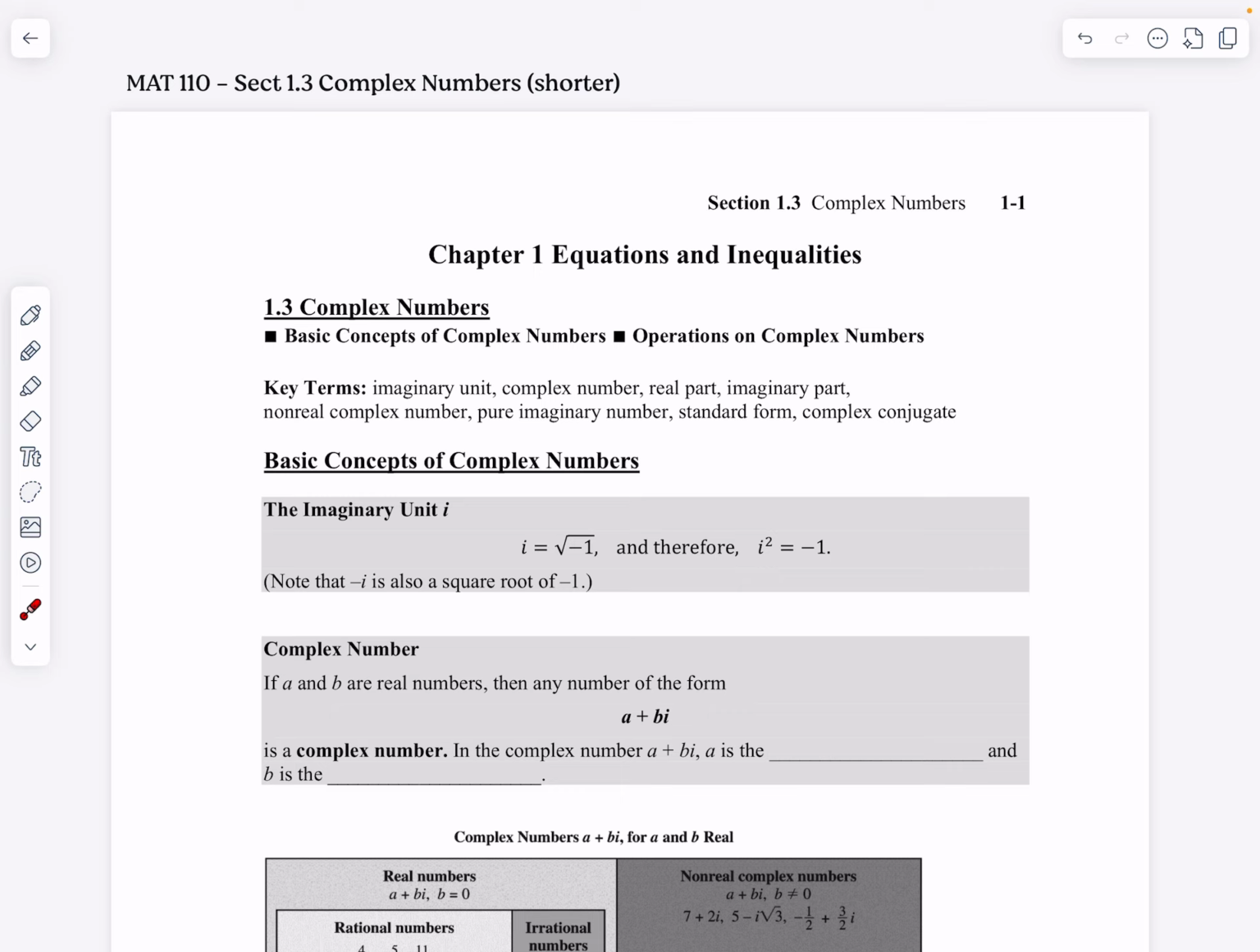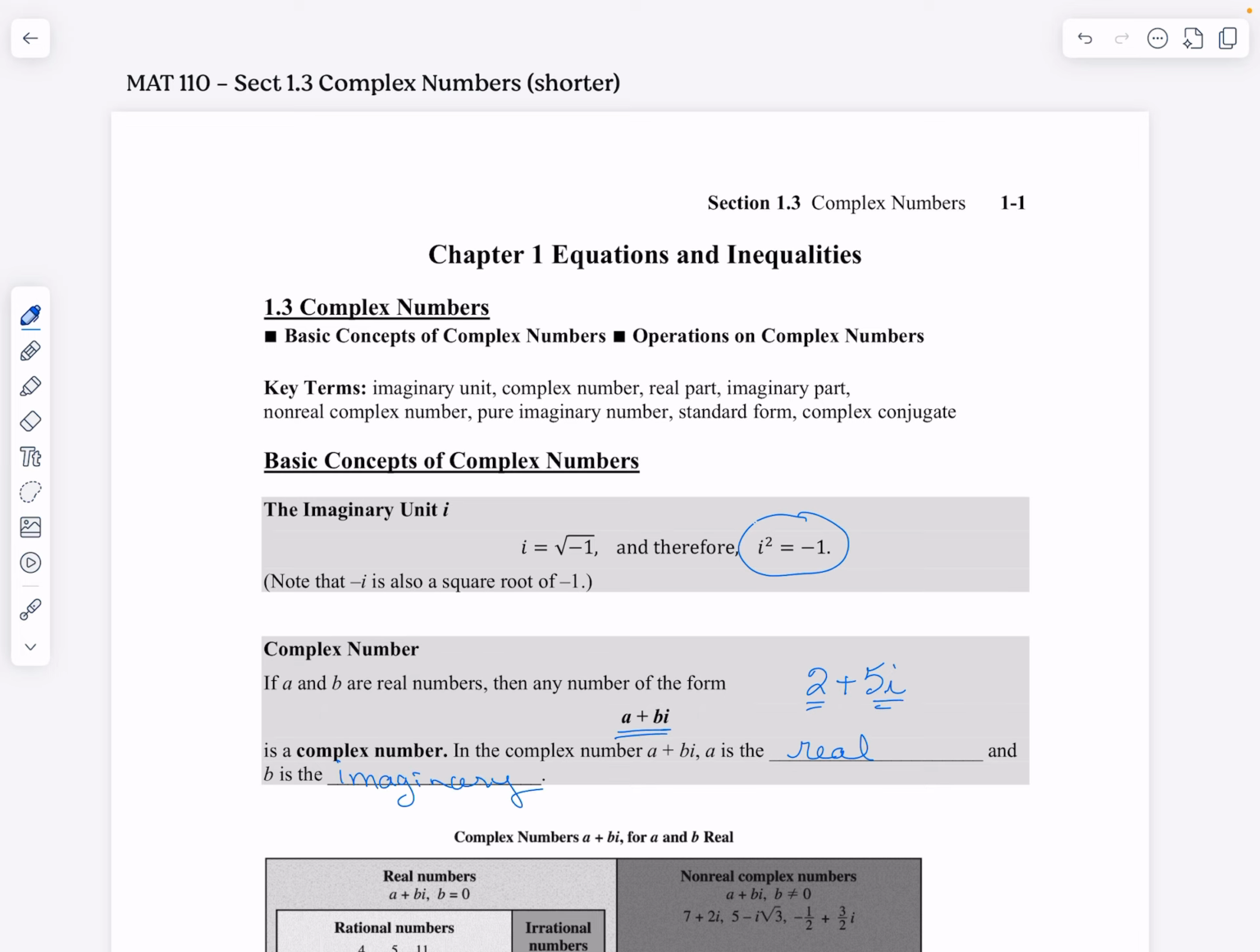Here's another key concept to note: i squared is equal to -1. We'll be using that later on. So the first thing is, what is a complex number? A complex number is one where it has a real number plus an imaginary number with it. The a value is your real part, and the one that has the i, the b value, is your imaginary part.